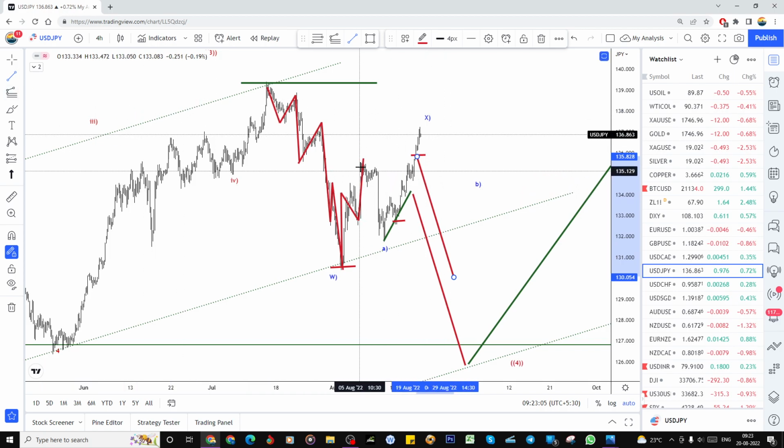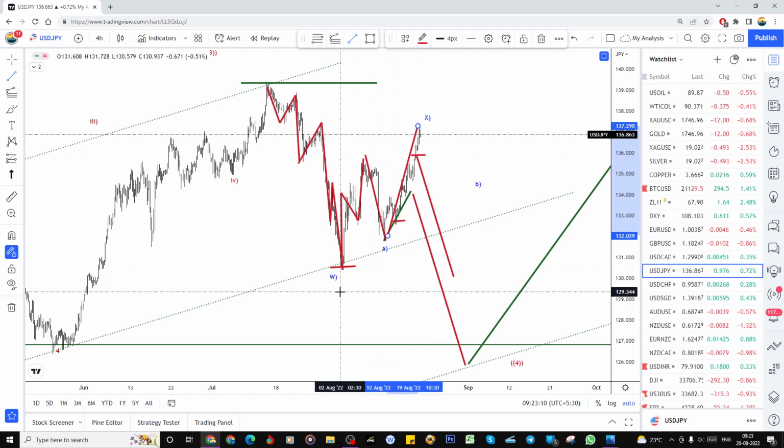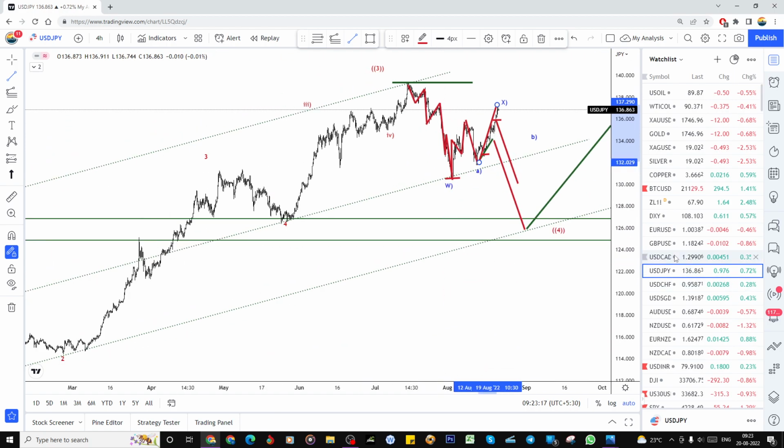So we have to observe this for the completion of this X, or whether this is the end. So we need to observe this according to the gold.